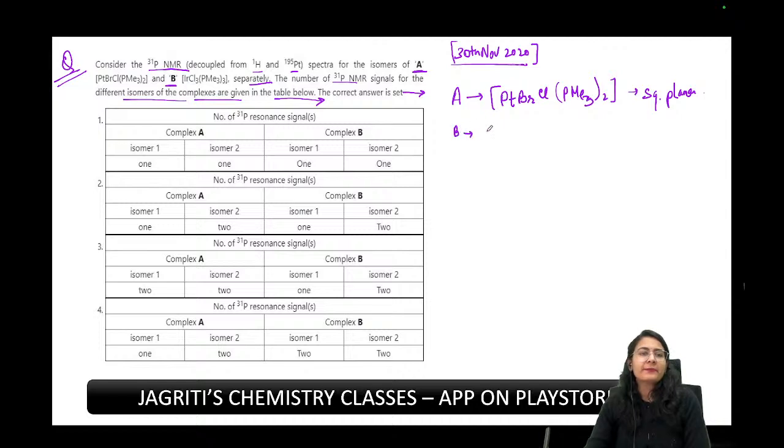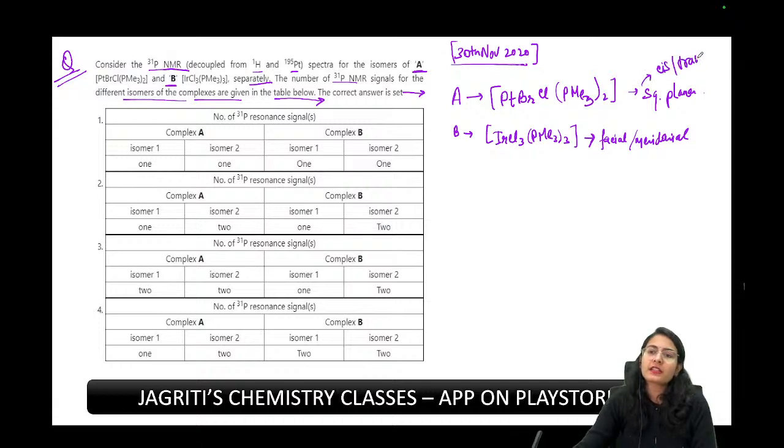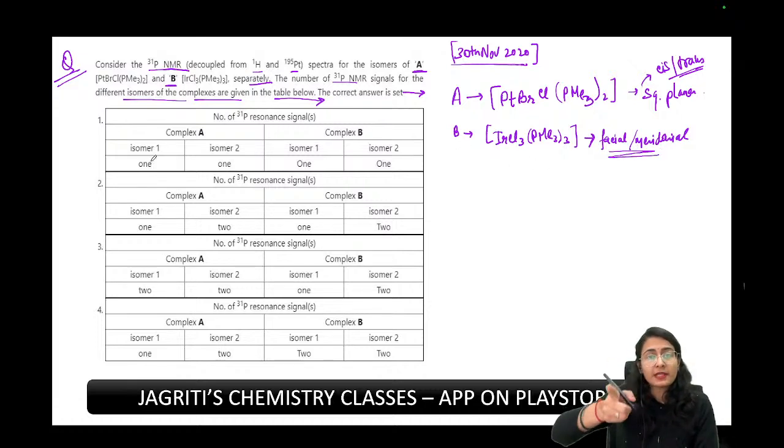Let's look at B also. Iridium IrCl3 PMe3 whole 3. Okay. This is an octahedral complex and it can form a facial and the meridional isomer. Okay, it can make two isomers, facial and meridional, and in the square planar you can get a cis or a trans. Okay, very well. Two isomers are possible. Now it's not mentioned complex A, complex B. Isomer 1, isomer 2 is mentioned. Facial, meridional not mentioned. Okay.